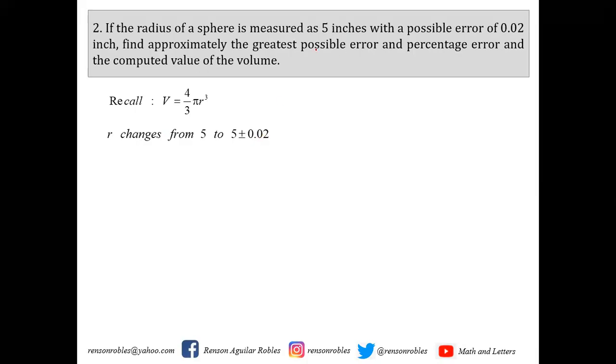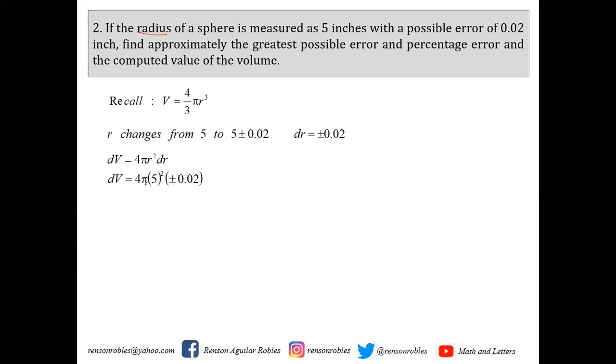The only information we derive from the problem is that there is a possible error on the radius, which is 0.02. It could be less than 5 by 0.02, or greater than 5 by 0.02. So therefore, dr is equal to plus or minus 0.02. And then differentiating the volume with respect to r, we have dV equals 4 pi r squared dr.